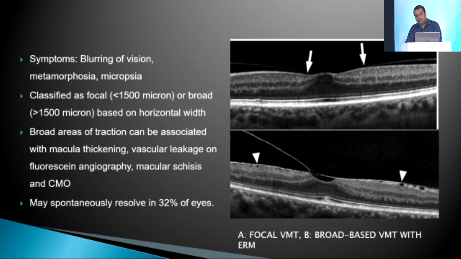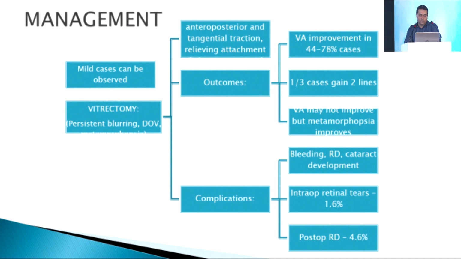One third of these cases resolve spontaneously, but if the patient is symptomatic and there is progressive decrease of vision and metamorphopsia, then we need to resort to surgery. So mild cases can be observed, and if there is progression and metamorphopsia, in that case the vitrectomy needs to be done.